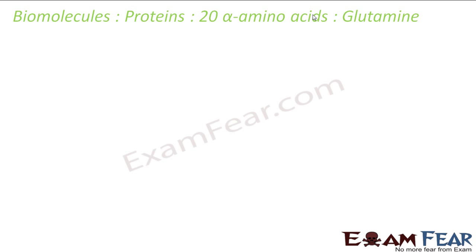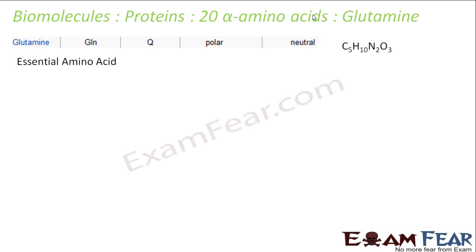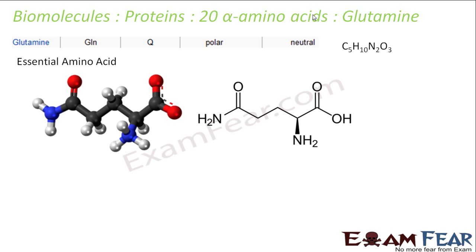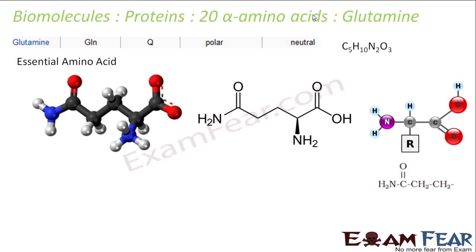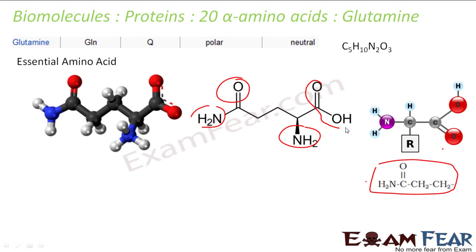The next amino acid is glutamine. GLN is the 3-letter word, and Q is the single letter to denote this amino acid. It is neutral. C5H10N2O3 is the formula, and it is an essential amino acid. It has this structure, and if you compare it with the general structure, you see that R is this particular group. Now if you see here, there are 2 NH2 groups and 2 acidic groups. Overall it is a neutral amino acid.